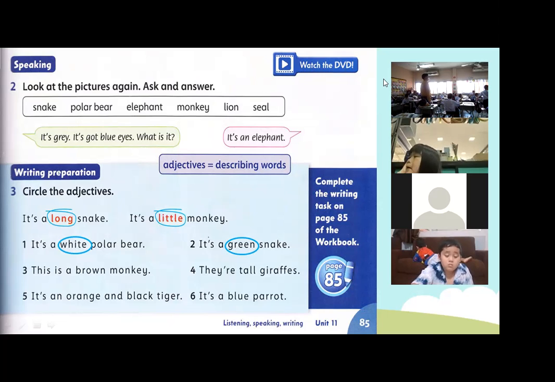I don't know why we do it now, but it's in the book. Okay, well, let's carry on. Let's see if we can get it. Number three. This is a brown monkey. Adjective is? Brown. Very good. So we're going to circle brown. Brownie. Brown, no, not brownie. You eat the monkey.